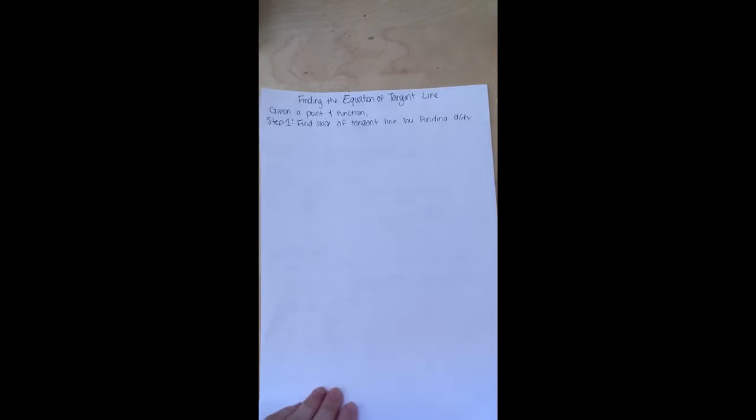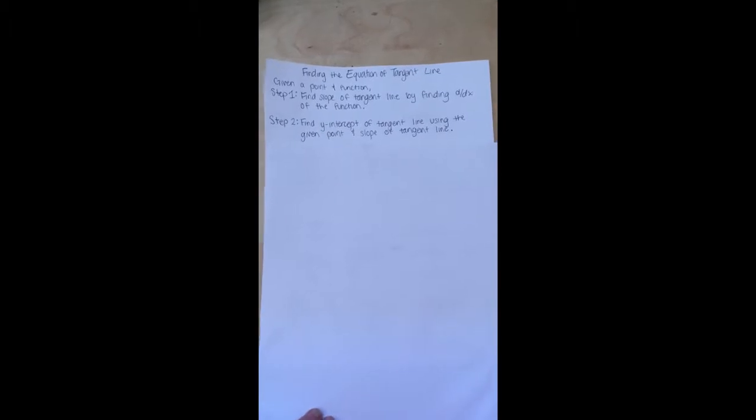Finding the equation of a tangent line. When you're given a point on a function, there are two simple steps to find the equation. First, you find the slope of the tangent line by taking the derivative of the function. Next, you find the y-intercept of the tangent line using the given point and the slope.